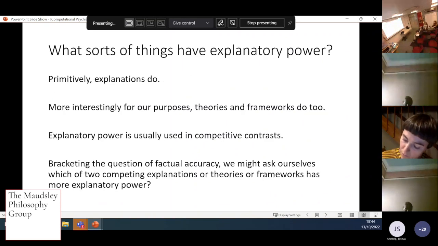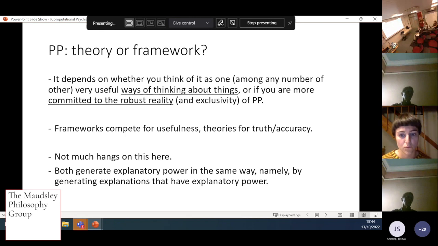So what sorts of things have explanatory power? Explanations do, but theories and frameworks do as well. And explanatory power usually crops up in the context of a competitive contrast. So you bracket the question of factual accuracy and you ask yourself, which of two competing explanations or frameworks has more explanatory power?